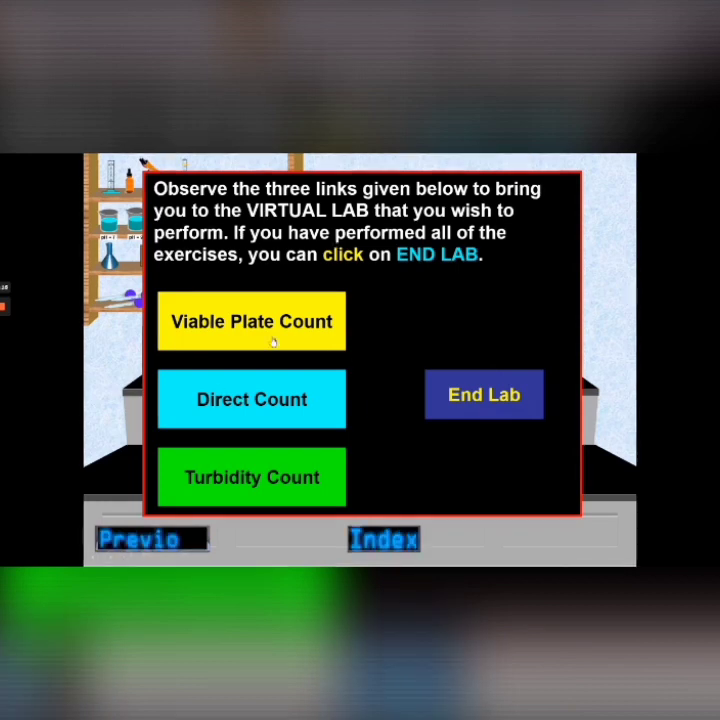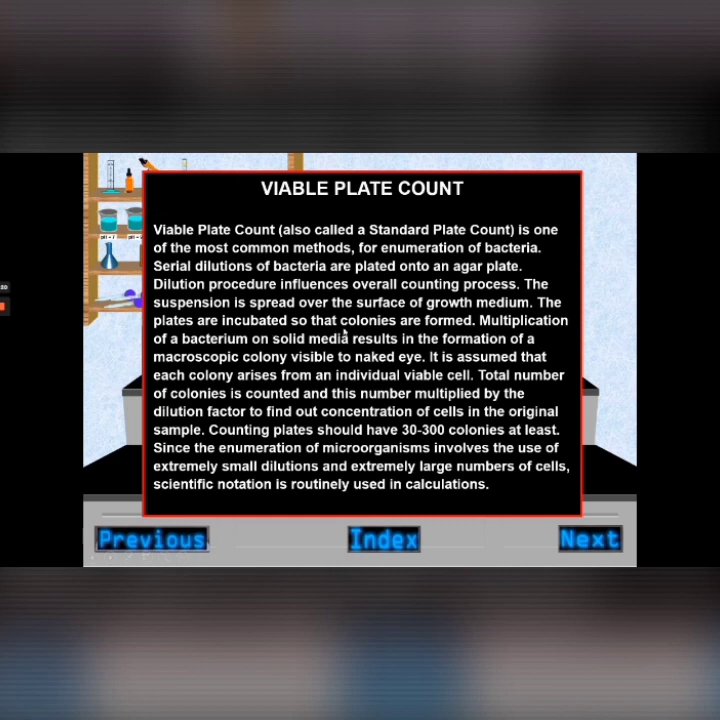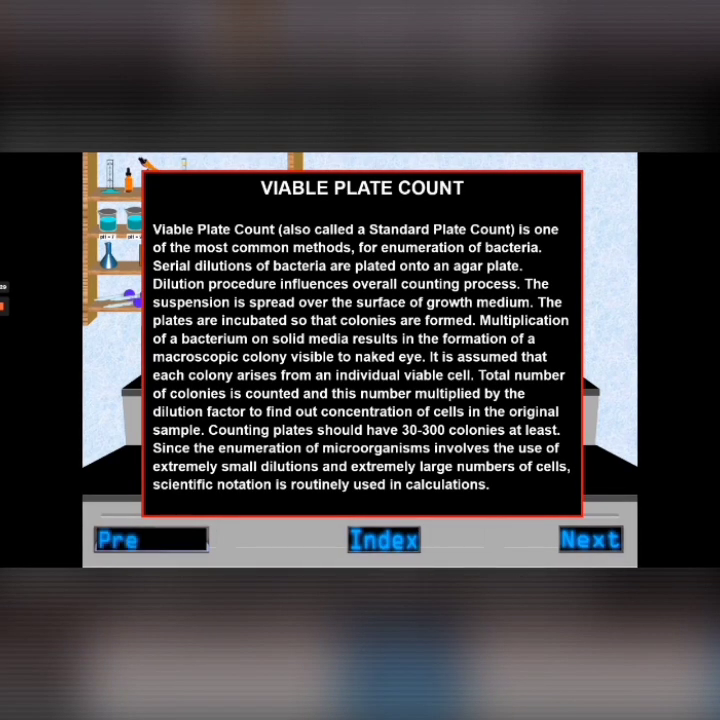Here we go. We are going to select the viable plate count. What is viable plate count? Viable plate count is also known as the standard plate count. It's one of the most common methods for enumeration of bacteria.